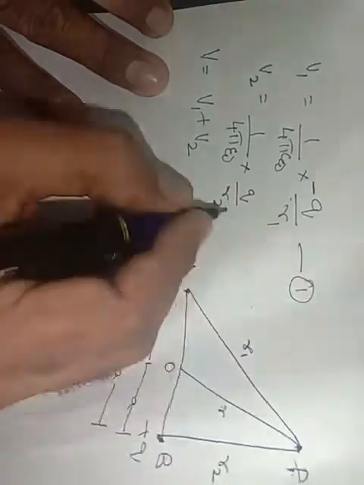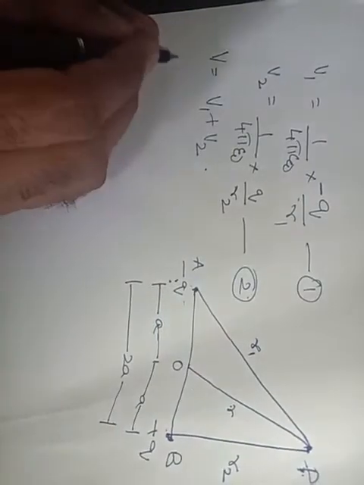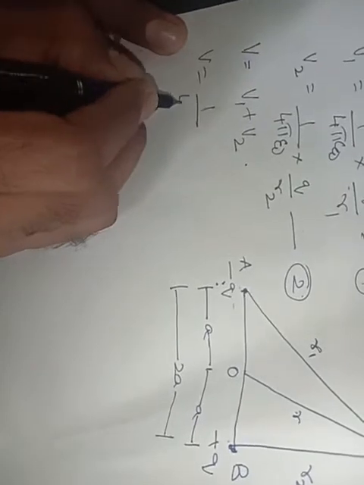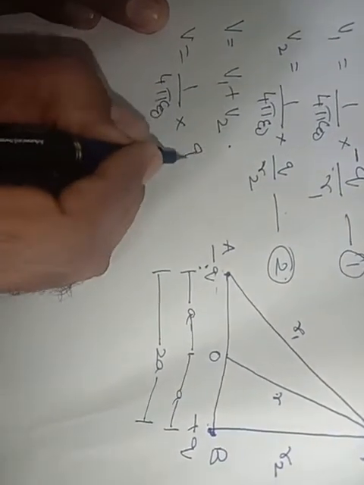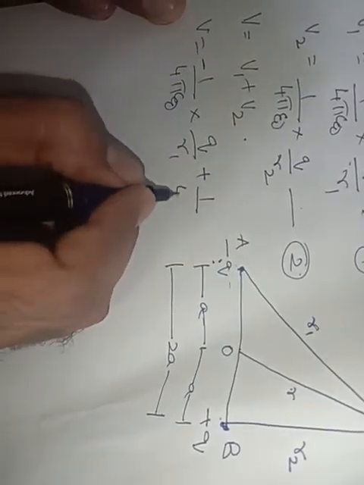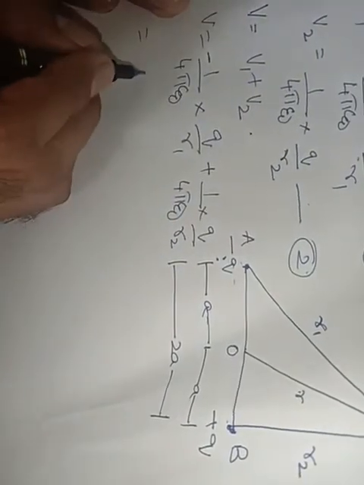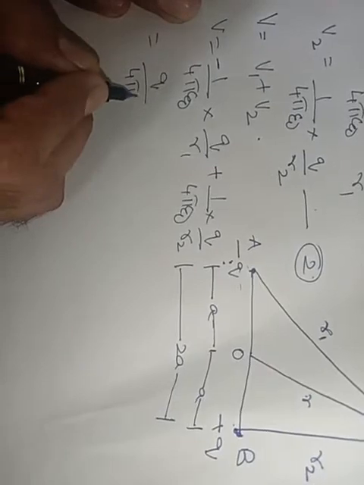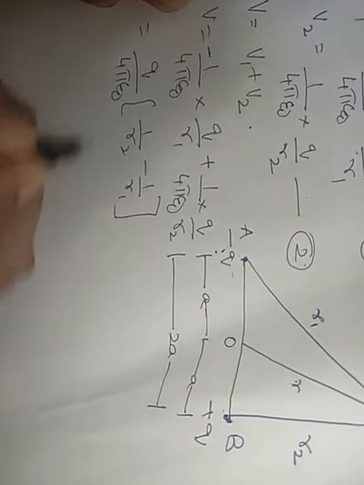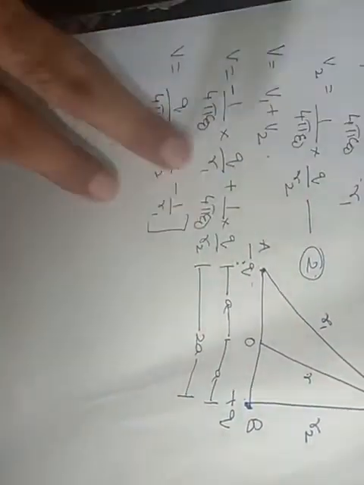This is equation 1, this is equation 2. Substitute these two equations in the equation for V. So we'll get V is equal to 1 by 4 pi epsilon naught q by R1 with minus sign plus 1 by 4 pi epsilon naught q by R2. So this will become q by 4 pi epsilon naught taken common, into 1 by R2 minus 1 by R1. This is the first phase of the derivation.